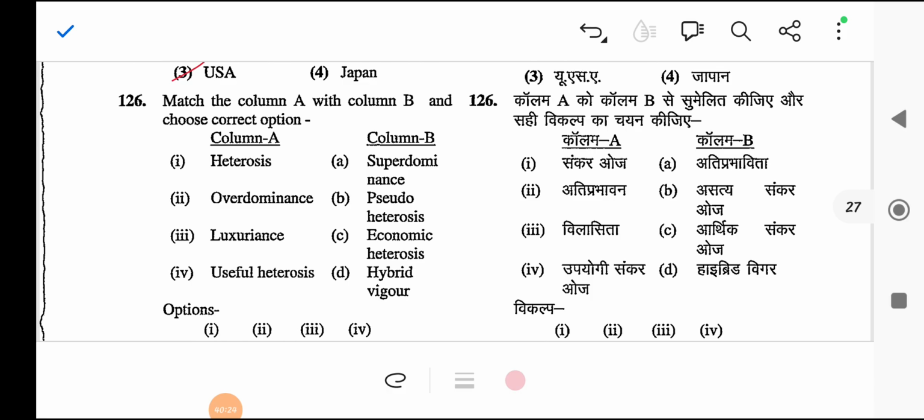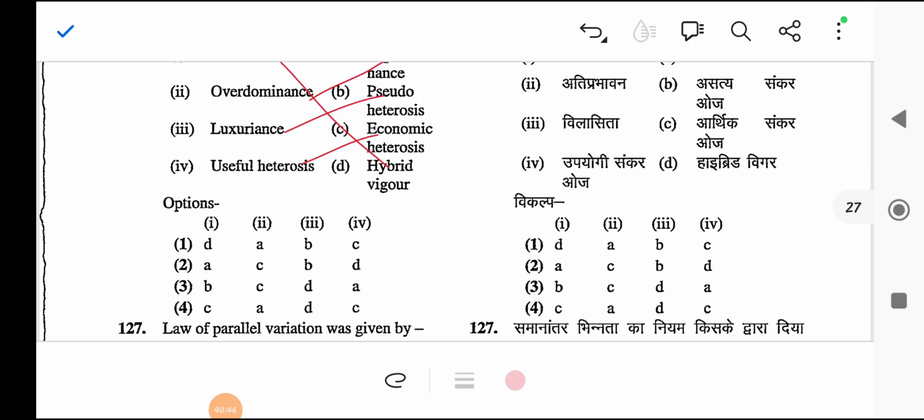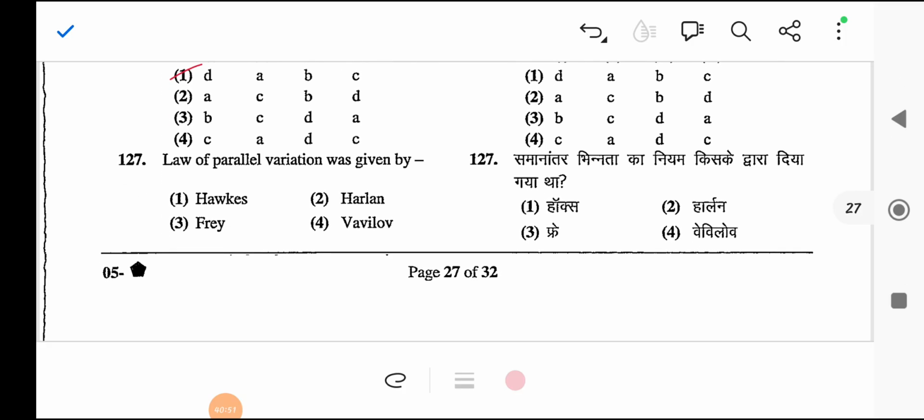Again, match the column. Heterosis, hybrid vigor. Overdominance, superdominance. Luxuriance, pseudoheterosis. Useful heterosis, economic heterosis. So the answer here would be A. Next, the law of parallel variation was given by the scientist Vavilov.